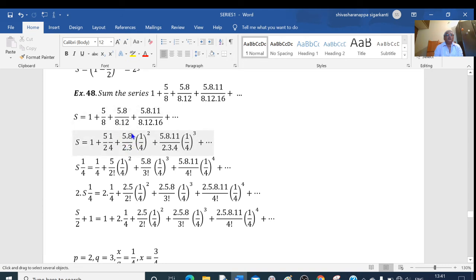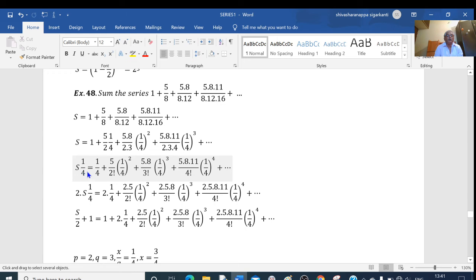1 by 4 square. This is 1 by 4 square. 1 by 4 cube, right? This is 4 factorial. I need 4 to the power of 4. 3 factorial. I need 4 to the power of 3. That means 1 by 4 is required in the denominator. So for that, what I do here is I will divide this equation throughout by 4.